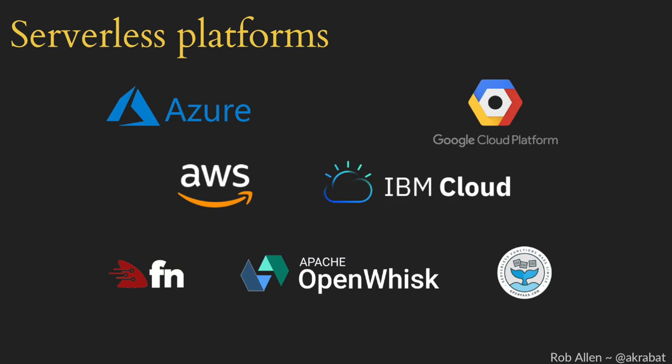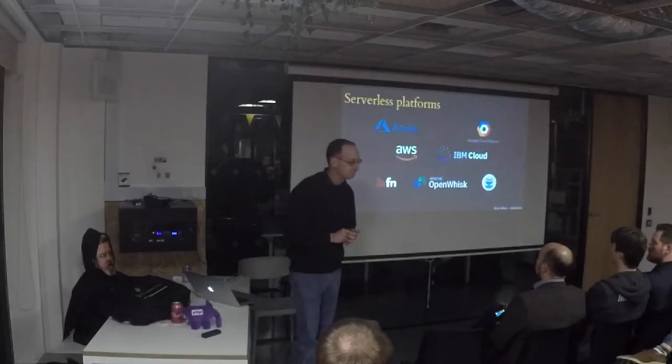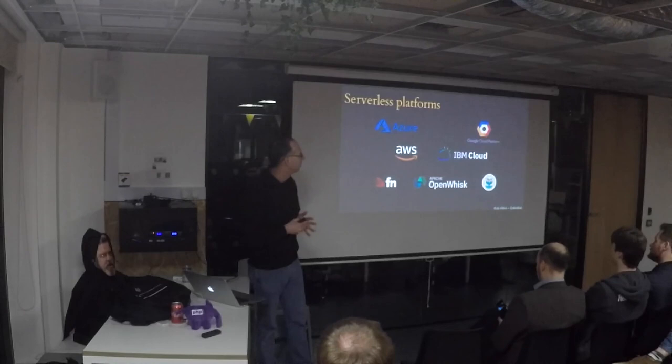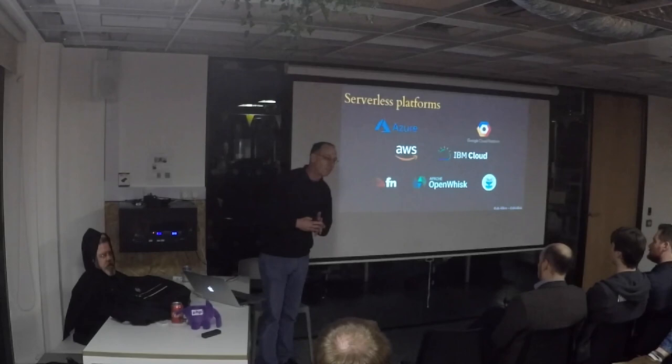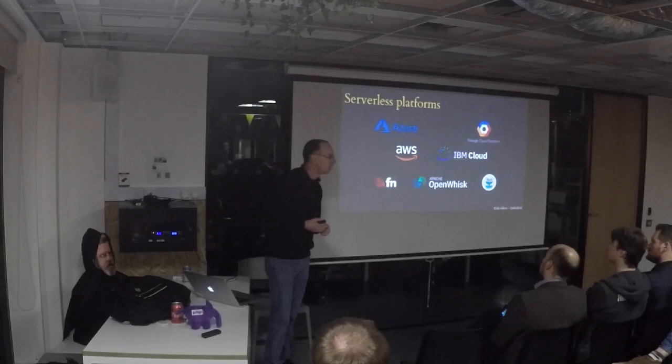Here's some serverless platforms. Big four, Microsoft, Google, Amazon, IBM, have all got serverless platforms. Some open source ones at the bottom there. FN is called Function. Apache OpenWhisk and OpenFaaS are all three open source serverless platforms that you can run in your own environment.